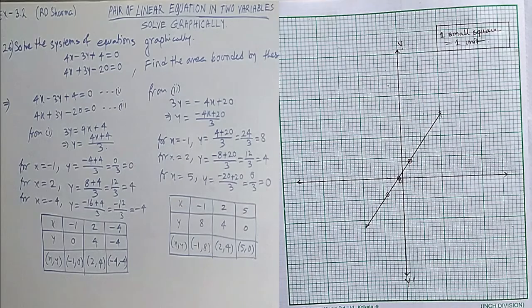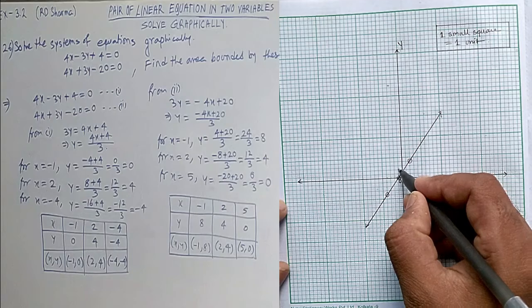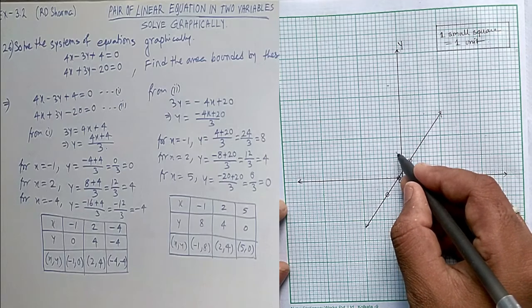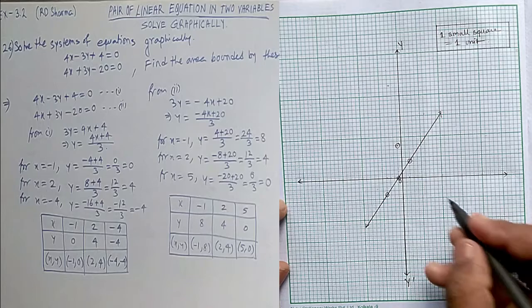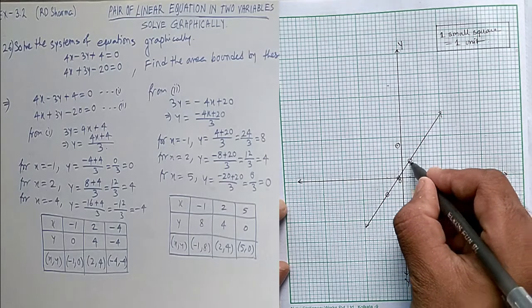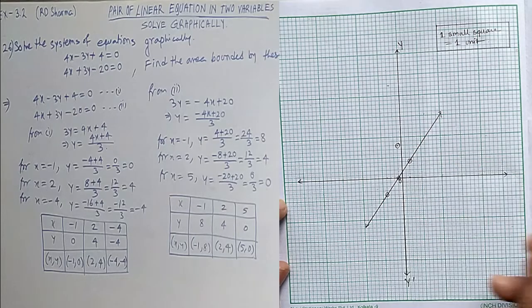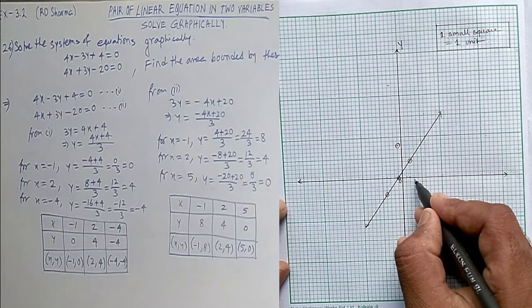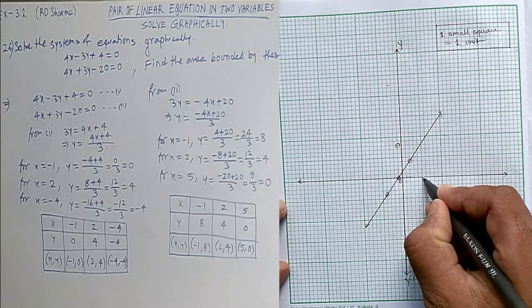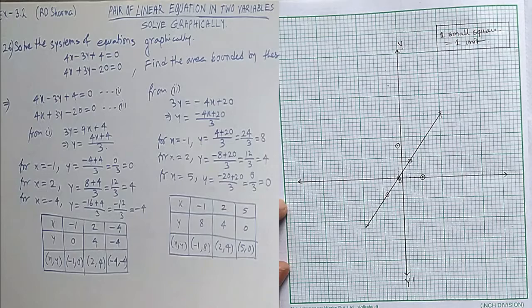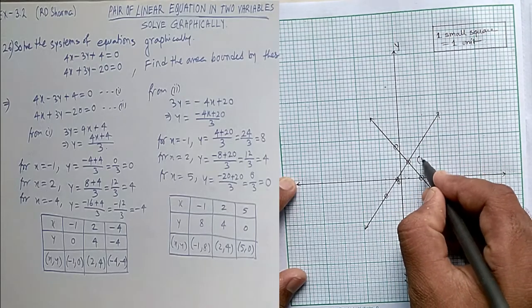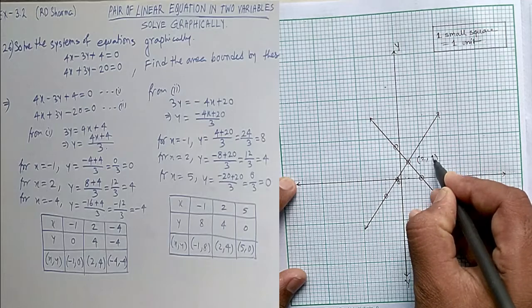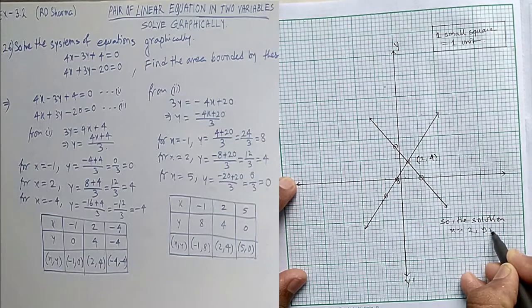Now we plot the points from the second table, that is minus 1 comma 8, this point. The next coordinate is 2 comma 4, x equals 2, y equals 4, this point also. And the next point is 5 comma 0, x equals 5 and y equals 0, that means this point. Now we join these 3 points. This is the intersecting point, and the coordinates of this point are 2 comma 4. So the solution is x equals 2 and y equals 4.